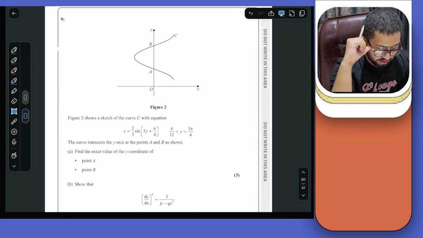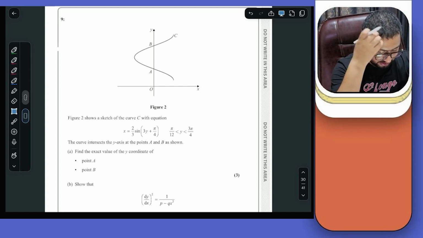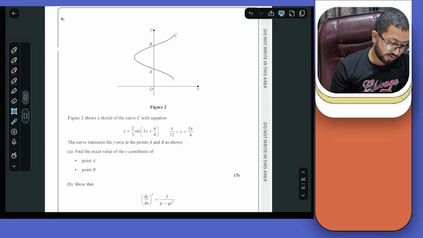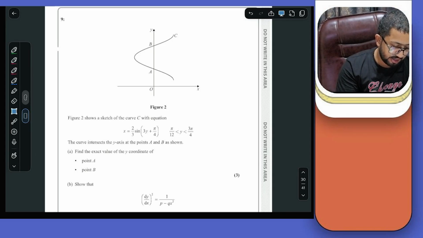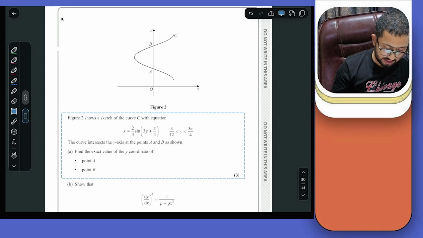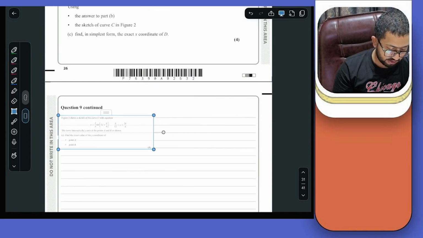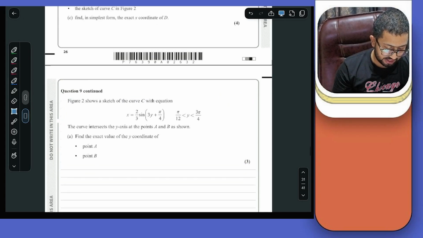All right, so figure 2 shows a sketch of the curve with equation. The curve intersects the y-axis at points A and B. So what you have now is a curve C, and points A and B lie on the y-axis. Find the exact value of the y coordinate. Exact value means you are not allowed to use a calculator in this question. Please show your working exactly.